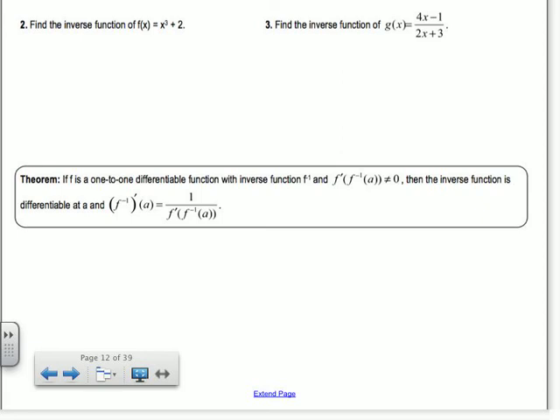So first we're going to replace the f of x with y. Then I'm going to switch my x and my y. Solve for the new y. In order to get rid of the cube, I take the cube root. So that new y value is not the same f of x that we had before. It's now f inverse of x.